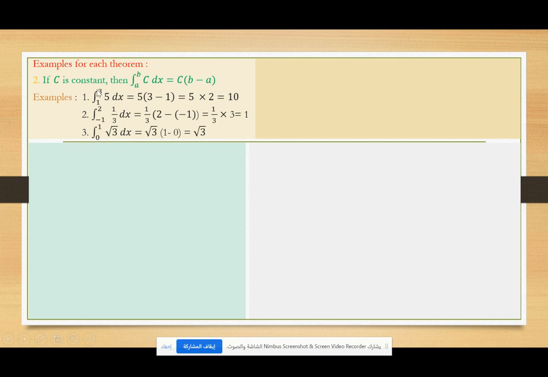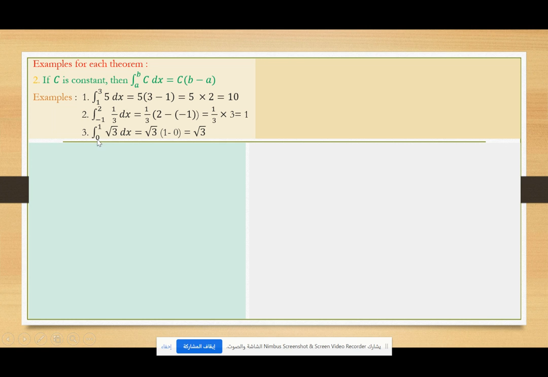Example number 1. If we have an integration from 1 to 3 of the constant value 5 dx, you are going to keep 5 outside as it is constant, multiplied by 3 minus 1. Apply the theorem. And that means you will have 5 times 2, which is 10. Second, integration from -1 till 2 of 1 over 3 dx. 1 over 3 is constant because there is no variable. Keep the constant out and subtract b minus a to get 2 minus minus 1, which is 3. 1 over 3 multiplied by 3. After canceling a 3 with 3, you will get 1.